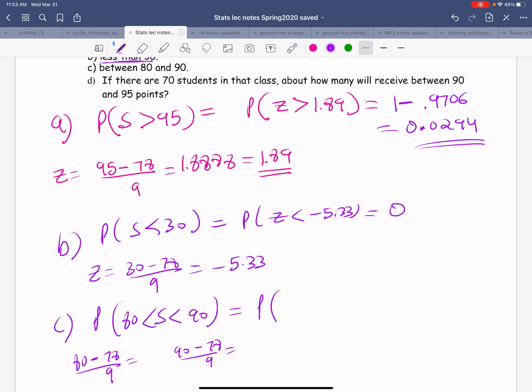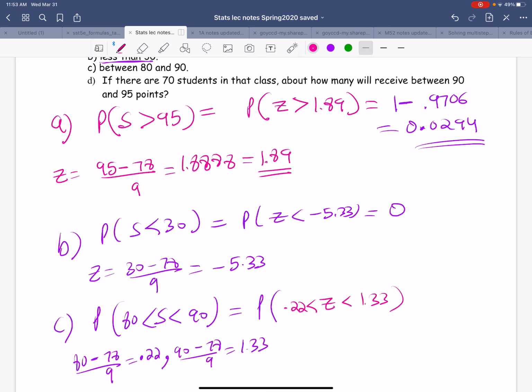That's 0.22. And if I go back and change this to 90, that is going to be 1.33. So we're looking for the area in between 1.33 and 0.22.